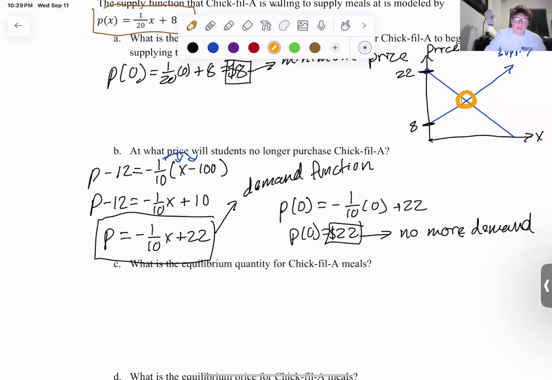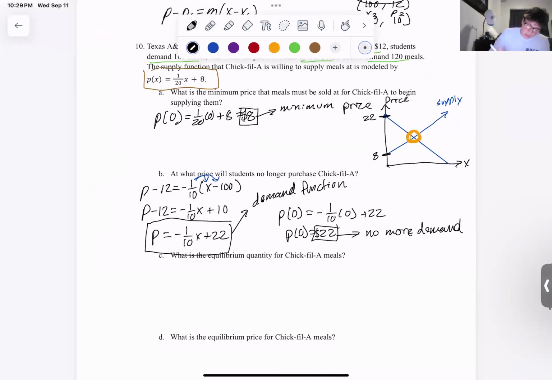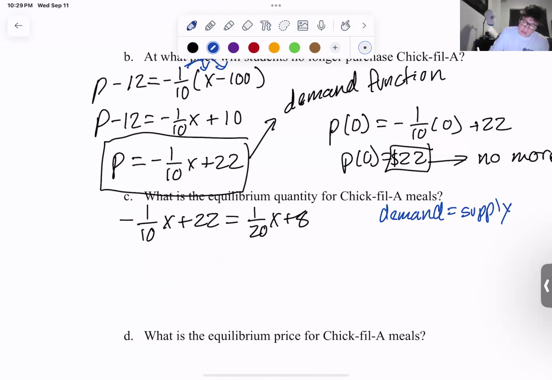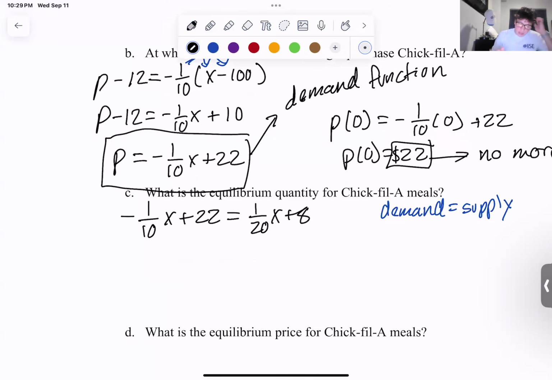Now, part C asks, what is the equilibrium quantity for Chick-fil-A meals? And equilibrium, going back to what Joshua and some other people were asking, is when the supply equals demand. So if I have my demand function, negative 1/10x plus 22, I'm going to set it equal to my supply function, which is 1/20x plus 8. And this is demand equals supply. So your equilibrium point is when those are equal to each other. And now you just solve for x, right? The equilibrium quantity, that's your x.